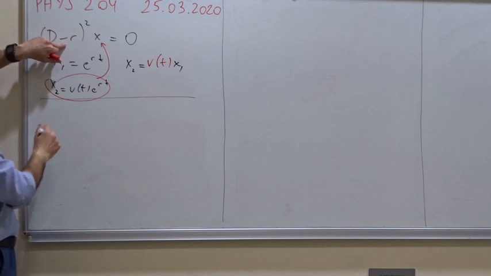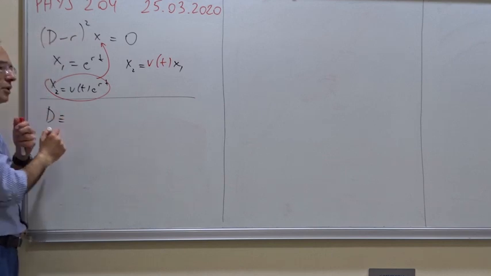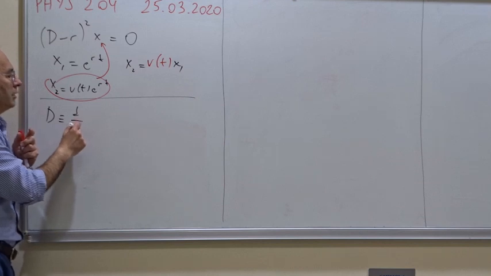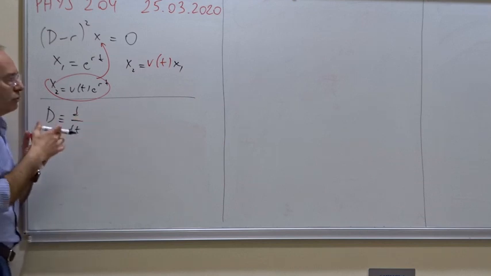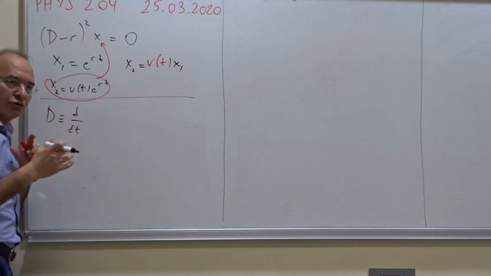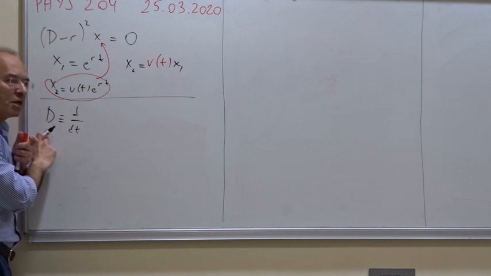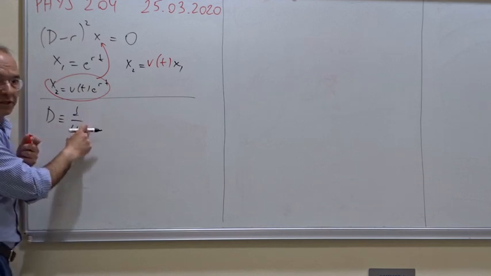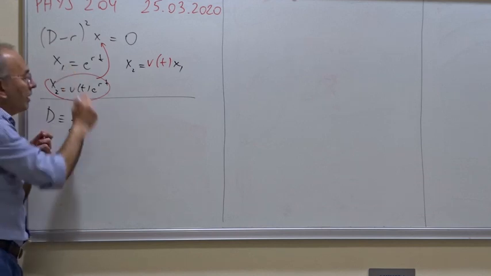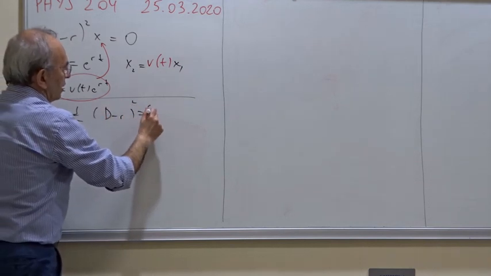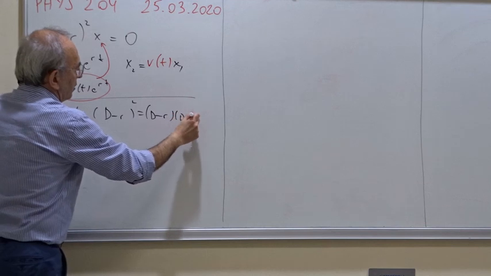So D minus r, what is capital D by the way? Capital D is the derivative. It is the derivative operator. Let's take it as a time derivative. Normally, capital D's are used for position derivatives, but in this case we are interested in the time derivatives. So let capital D be the time derivative d by dt, so that we have D minus r squared is D minus r times D minus r.